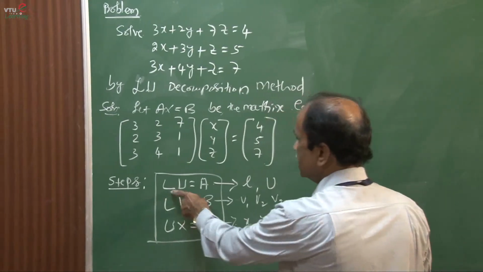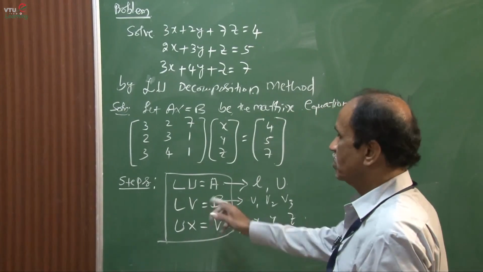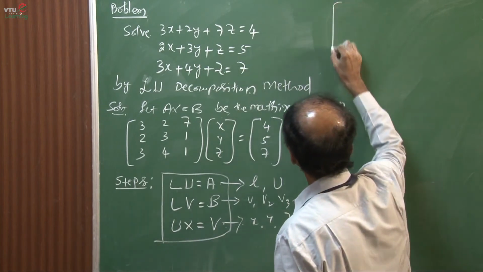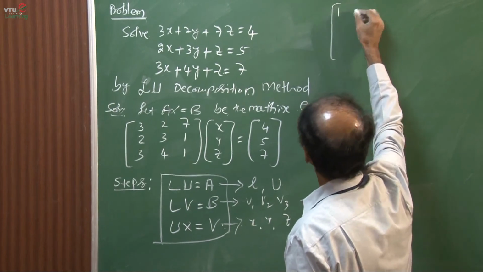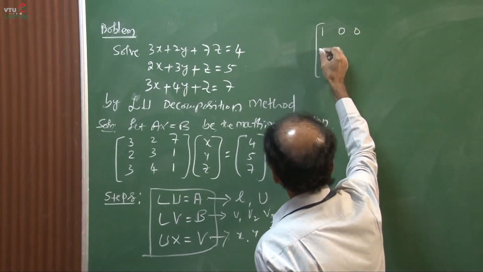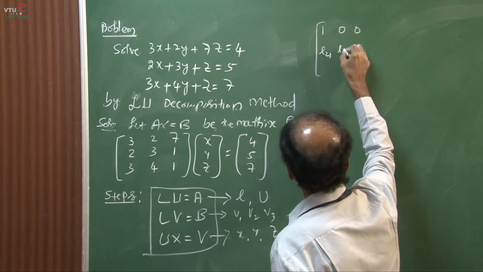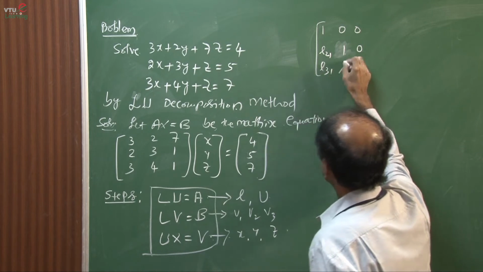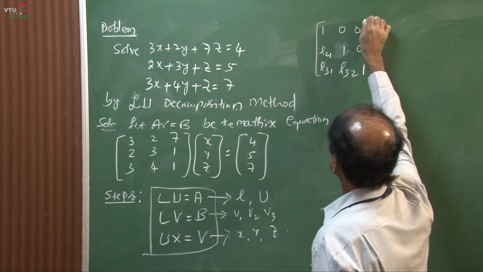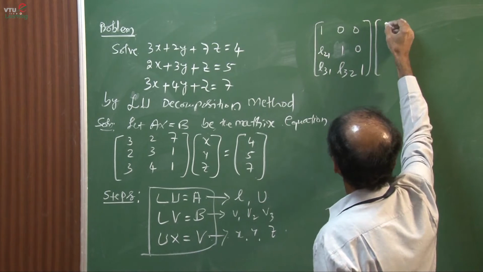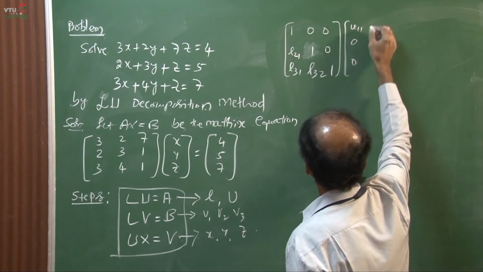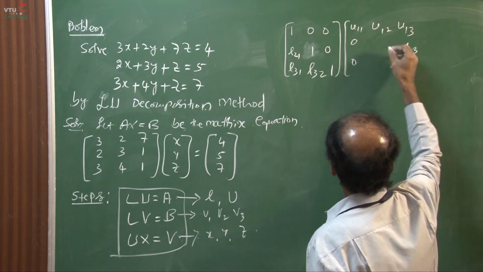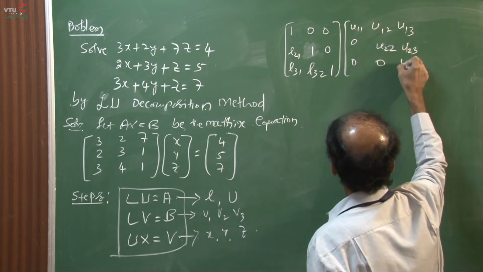Now let me start with this LU decomposition method as product L into U. So directly I am going to write in the form of notations, that should be 1 0 0 and L21 1 0 and L31 and L32, this is 1. Next U is nothing but U11 U12 U13, 0 U22 U23 and 0 0 U33.